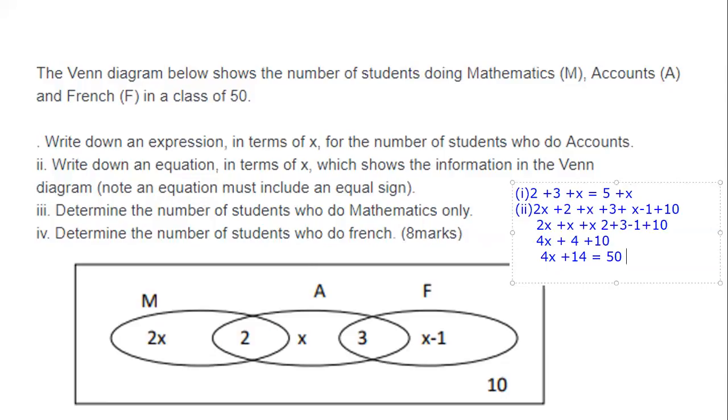All right, so let us go to part 3 of the question now. Part 3 says, determine the number of students who do mathematics only. For you to determine that, you have to find the value of x. So therefore, you're going to calculate whatever you have up here. Now, 4x plus 14 equals 50. It's simply saying, what number when multiplied by 4, plus 14, will give me 50?